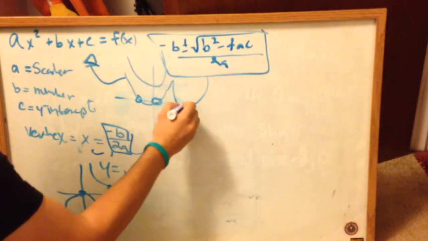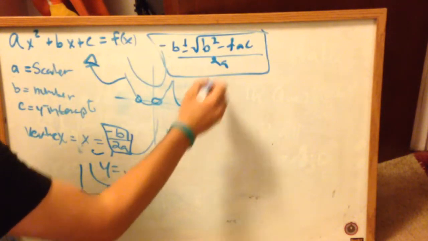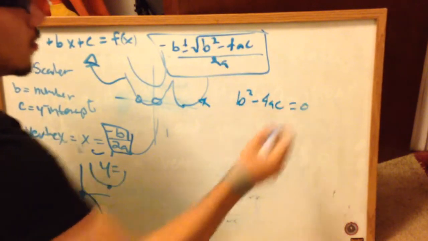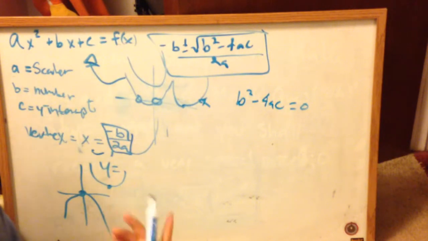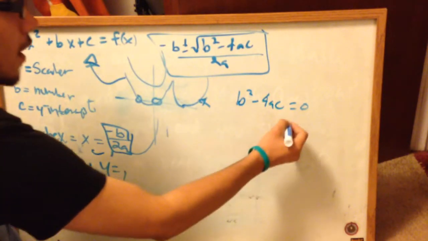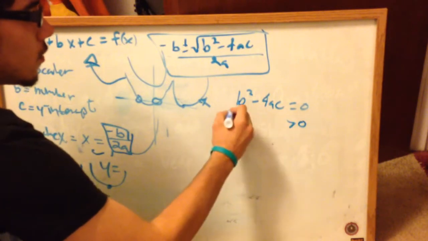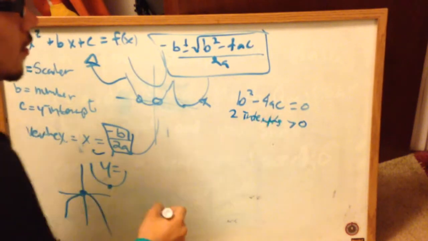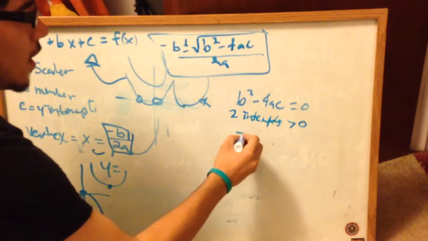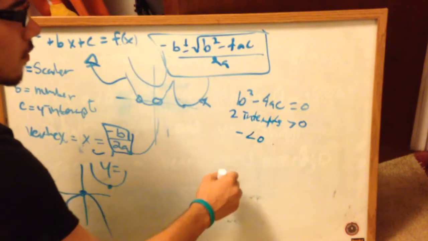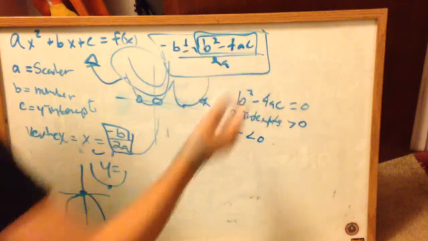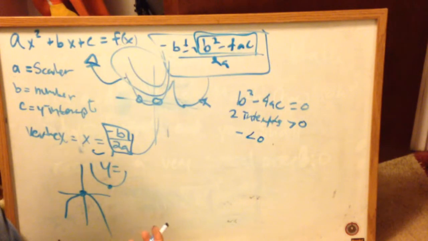Or there's only one. This happens when the discriminant, b squared minus 4ac, equals 0 after plugging in your respective a, b, and c values. If you get a positive number, you get two intercepts. And if you get a negative number, right? Does that make sense? Yeah. A negative number, you have no intercepts. Using this, you can easily determine whether the function is factorable or not.